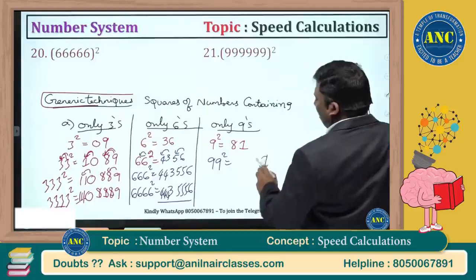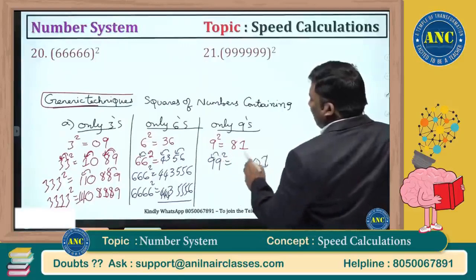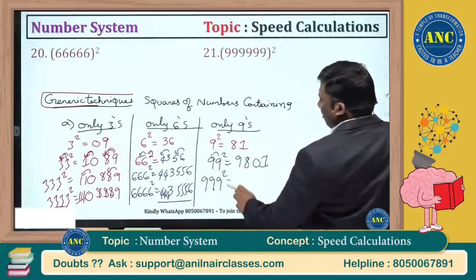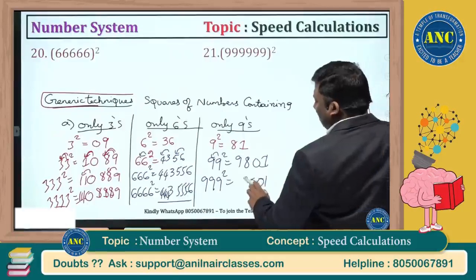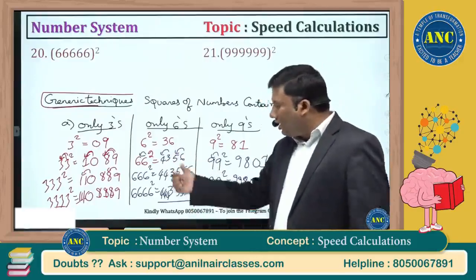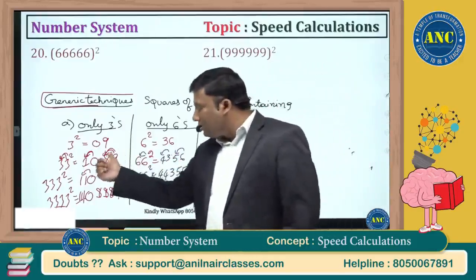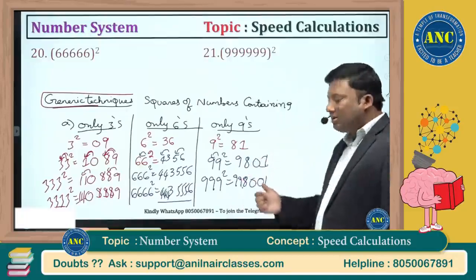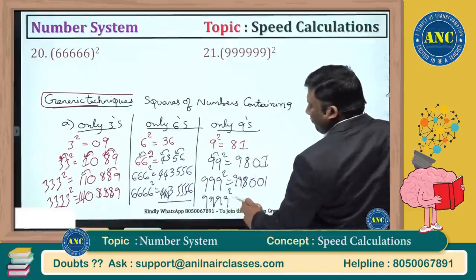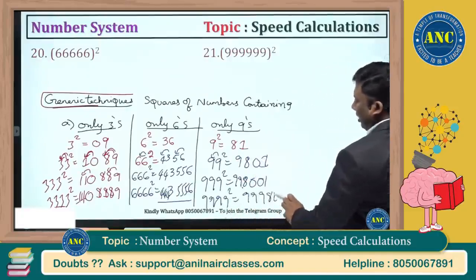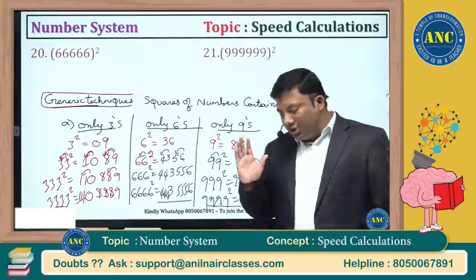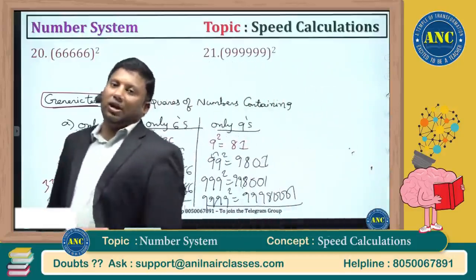99 square. Before 9, one more 9 is added: 1 less than 1, 1 more than 8. 999 square: 1 less than 1 and 1 more than 8. I hope you are understanding. These are 1 less than the unit digit, these 1 more than the given number. 1 less than 1 is 0, 1 more than 8 is 9. Suppose 999 square, it is 998001. I hope these three generic techniques are extremely clear to you.